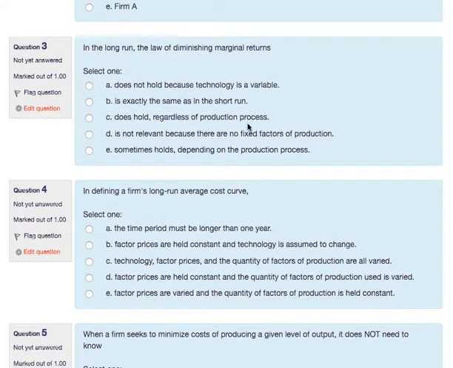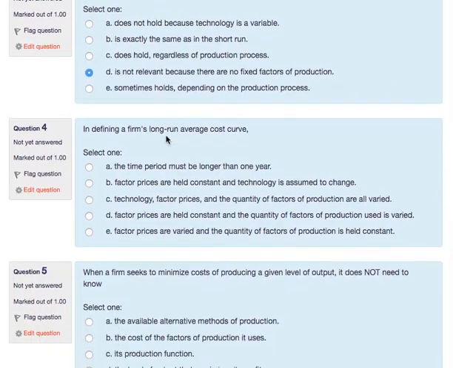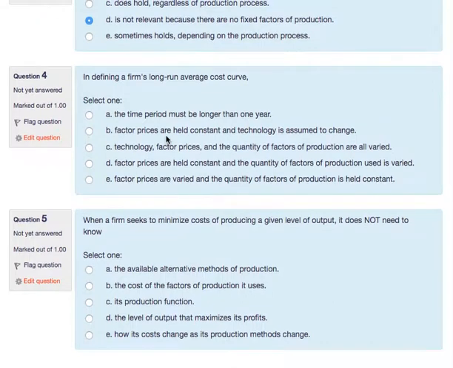It does hold regardless of production processes is false. It's not relevant because there are no fixed factors of production. That is true. This law of diminishing marginal returns is not relevant because there are no fixed factors of production. We can change the size, the space, the amount of ovens, and everything else in the long run. Sometimes holds, depending on the production processes, is false.